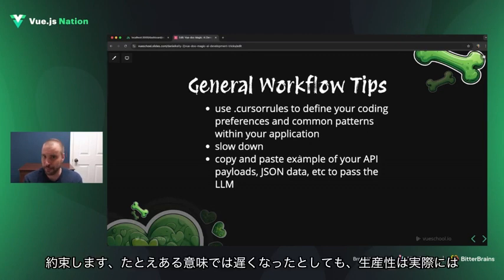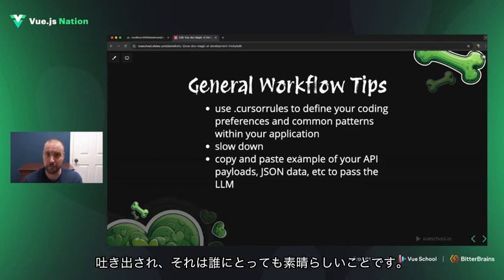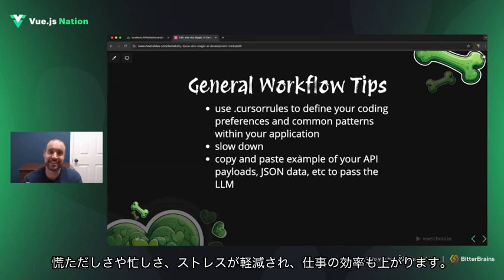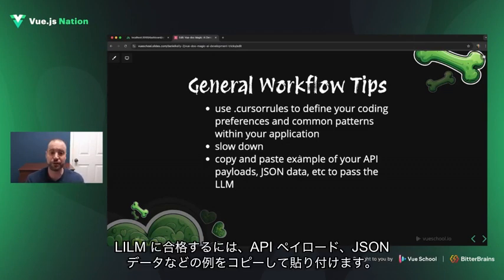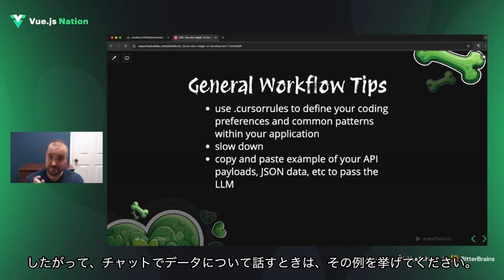Okay? I promise you, even though you are slowed down in one sense, your productivity is actually sped up, which is great for everybody. You get a less rushed, less hectic, less frustrated work lifestyle, and you produce more than you ever have before. Copy and paste examples of your API payloads, JSON data, etc., to pass to the LLM. So when you're talking about data in the chat, give it an example of it.